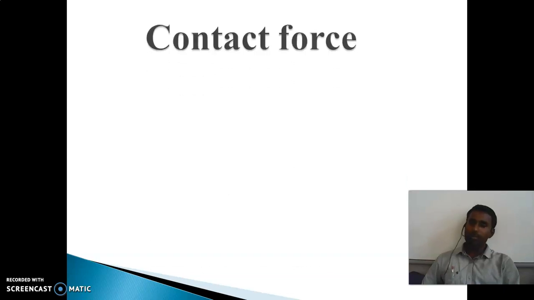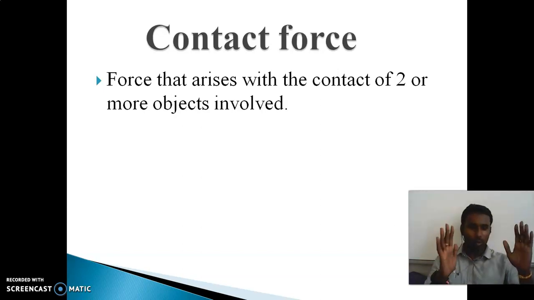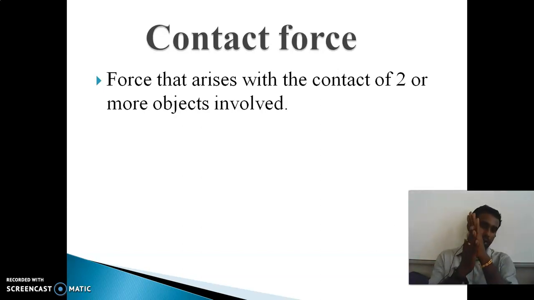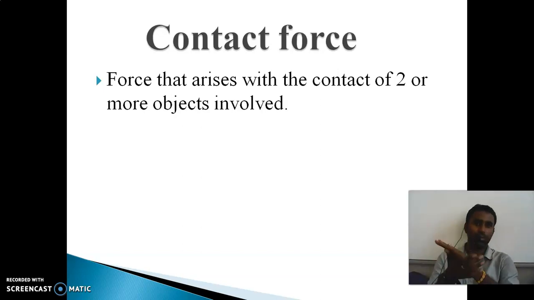So what is meant by contact force? It is the force that arises with the contact of two or more objects. At least two objects must be involved. See here, I am going to rub my hands. How many objects are there? This is one object, this is one object. The two objects contact each other, and that is called contact force.